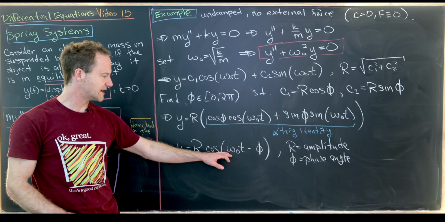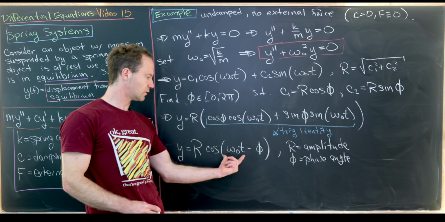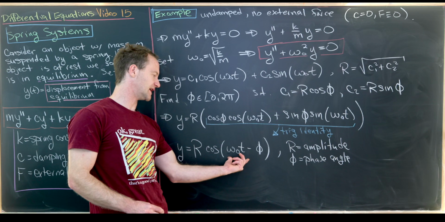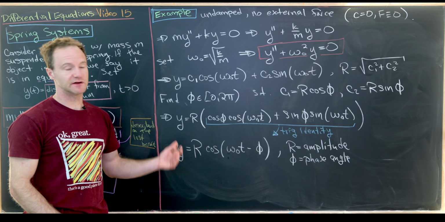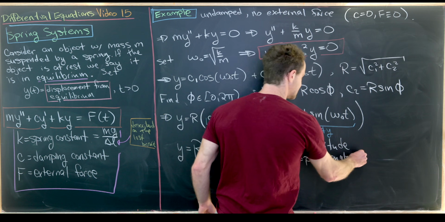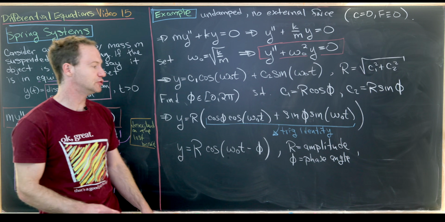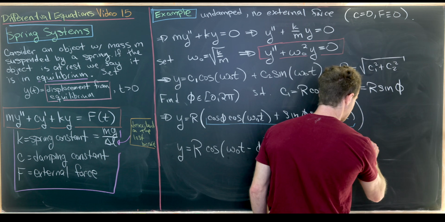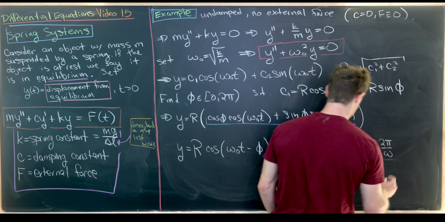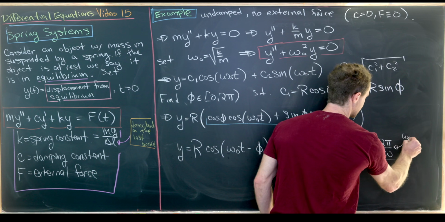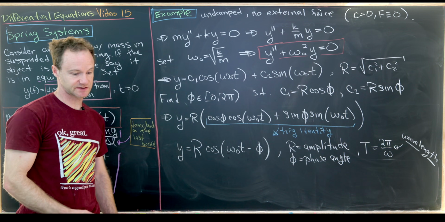And furthermore, omega naught is key to defining the period. So notice that this will repeat every time that omega naught times t cycles through a period of 2 pi, which means t has to cycle through a period of, let's see, 2 pi over omega naught. So that's what we'll set equal to capital T, 2 pi over omega naught, and this is the period. Again, this is just standard stuff from a trigonometry class.